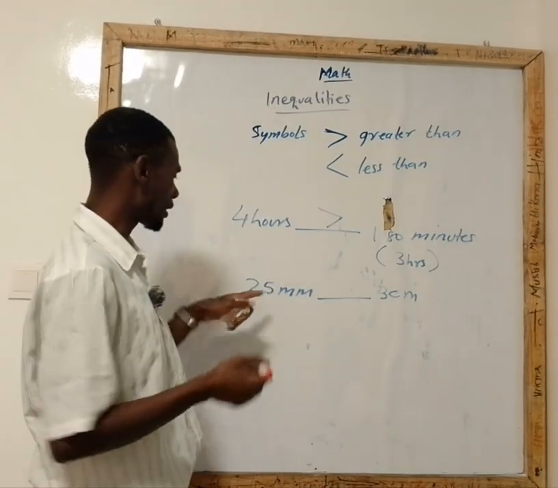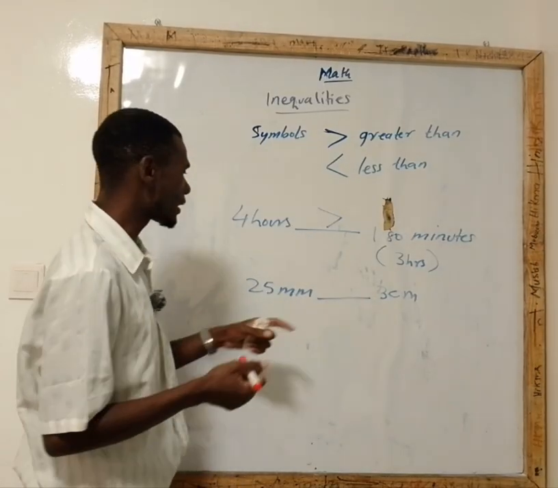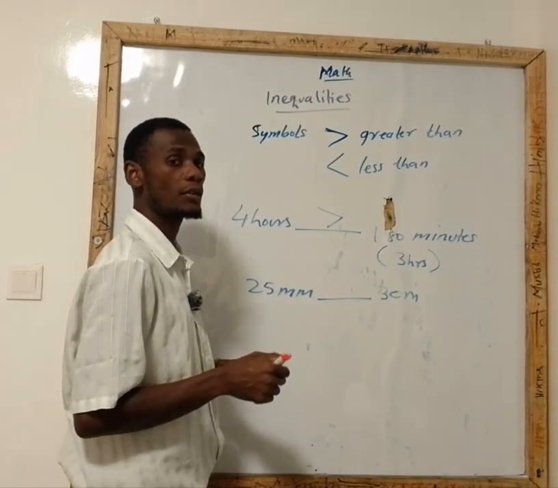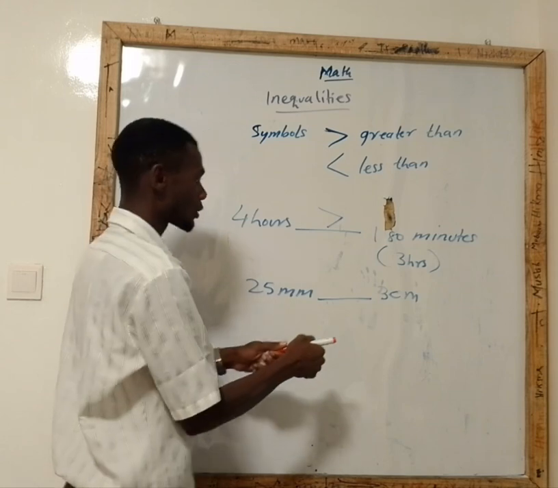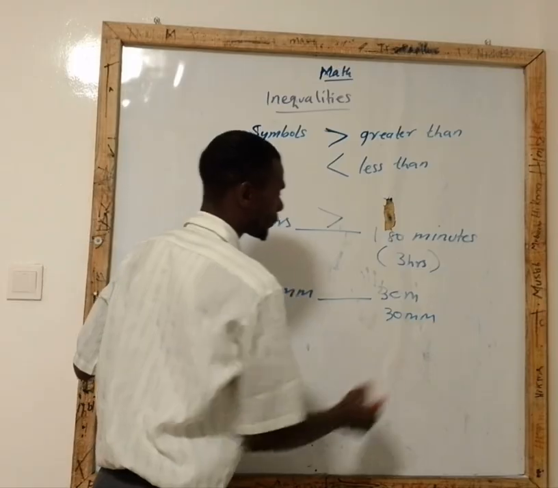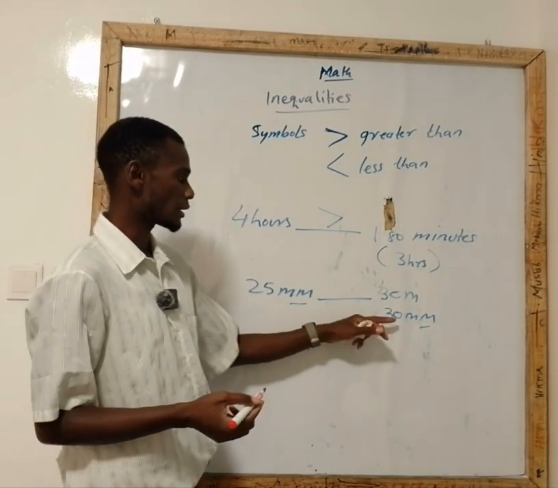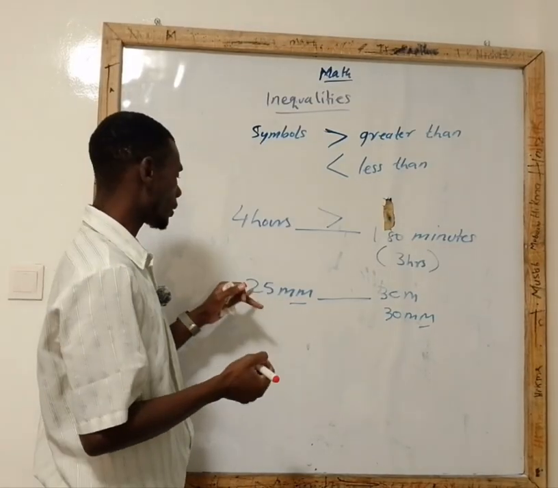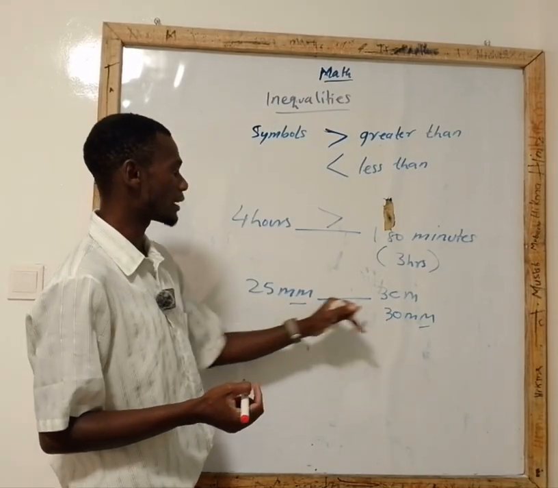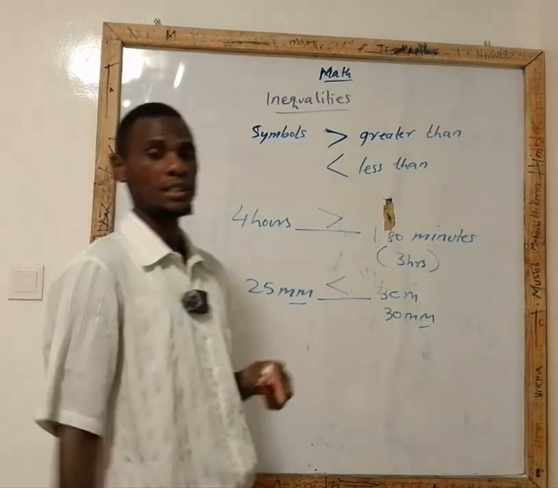So which one is easier? Can we change millimeters into centimeters or centimeters into millimeters? We can easily change centimeters into millimeters, because 1 centimeter is equivalent to 10 millimeters. So if you have 3 centimeters here, that means these are 30 millimeters. Once we have millimeters and millimeters, now we can compare. This is 25, this is 30. So which symbol do we use? 25 is less than 30 millimeters, or 25 millimeters is less than 3 centimeters. So we use the symbol less than.